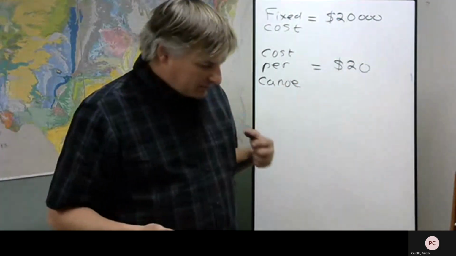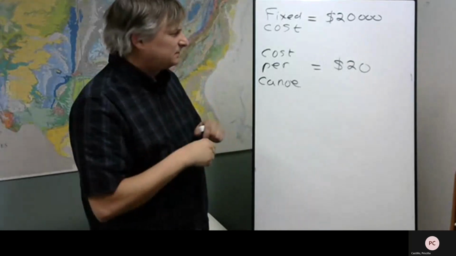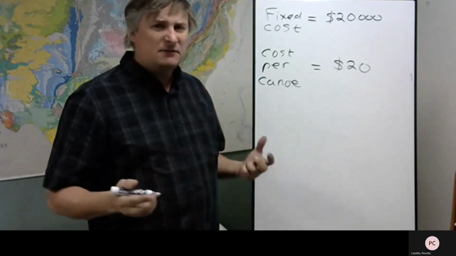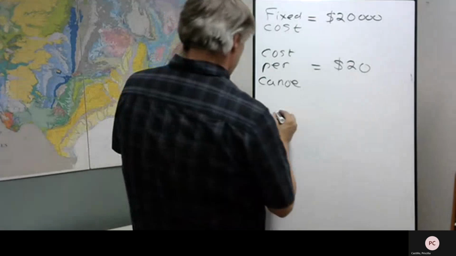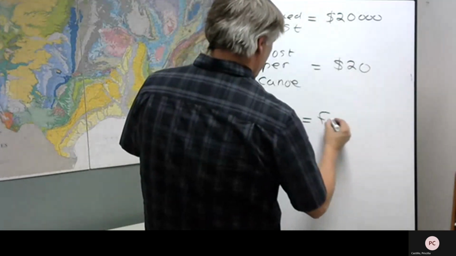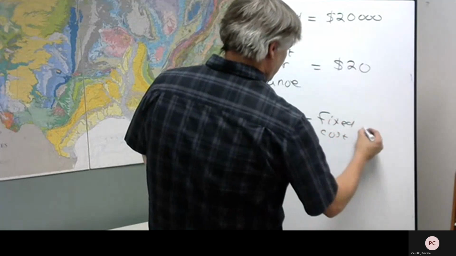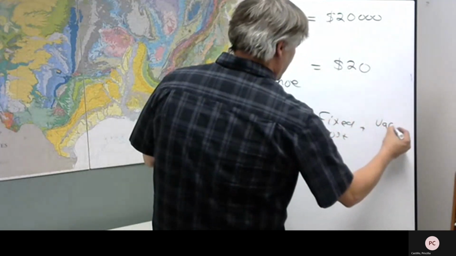So the first thing they want us to do is write the cost function C, producing X canoes. Well, a cost function is this. We defined it as C of X is fixed cost plus variable cost.